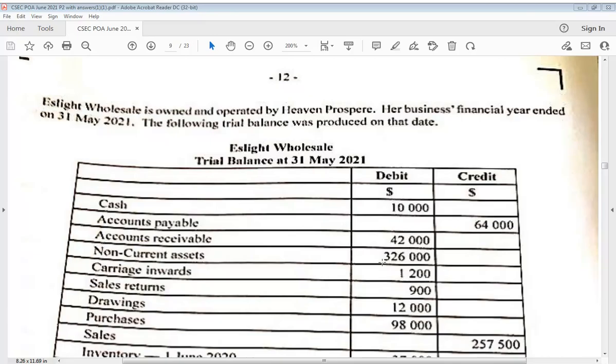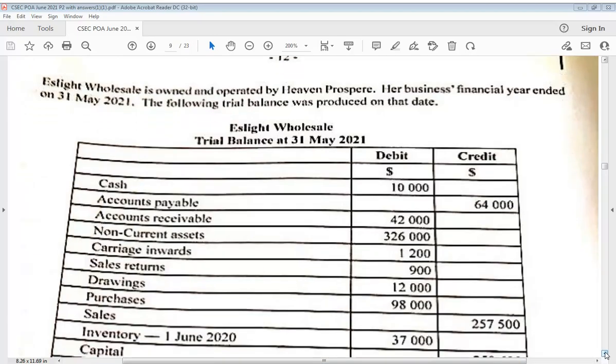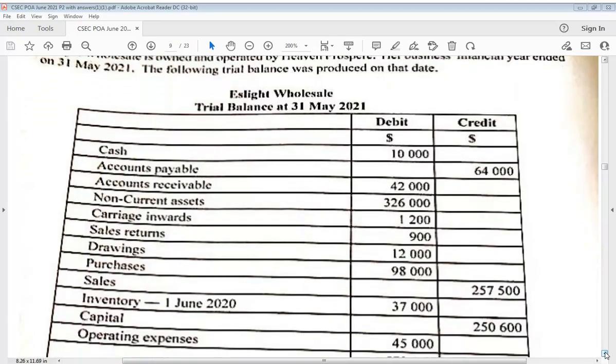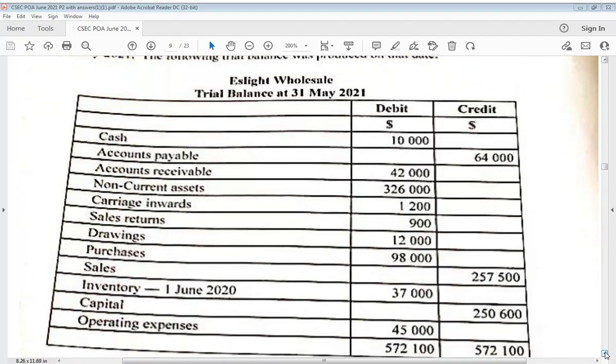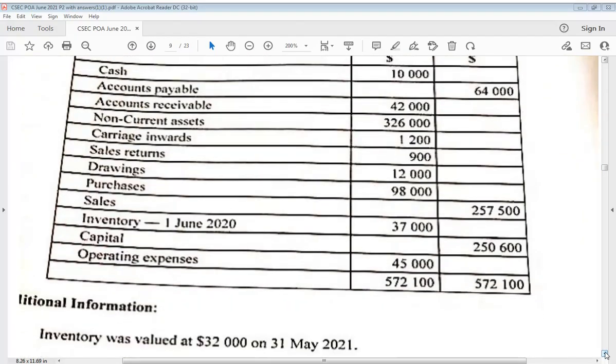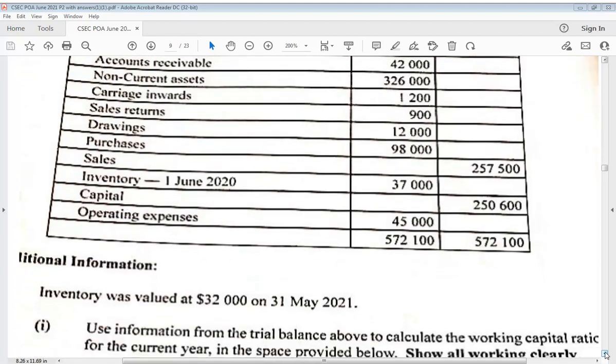So let's get into this paper. So we have a trial balance here. What are they asking us to do? They say S-Light Wholesale is owned and operated by Haven Prosper. Her business financial year ended on the 31st of May 2021. The following trial balance was produced on that date. So here they gave us our trial balance of S-Light Wholesale as of 31st of May 2021, and they gave us our debit and our credit balances. All right. So we see the figure there.